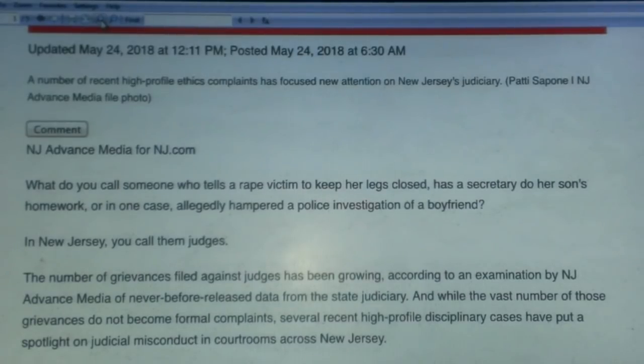The number of grievances filed against judges has been growing. Yes, it has. They're breaking the law. They're violating judicial ethics and everything. According to an examination by New Jersey Advance Media of never-before-released data from the state judiciary, while the vast number of those grievances do not become formal complaints, several recent high-profile disciplinary cases have put a spotlight on judicial misconduct in courtrooms across New Jersey.